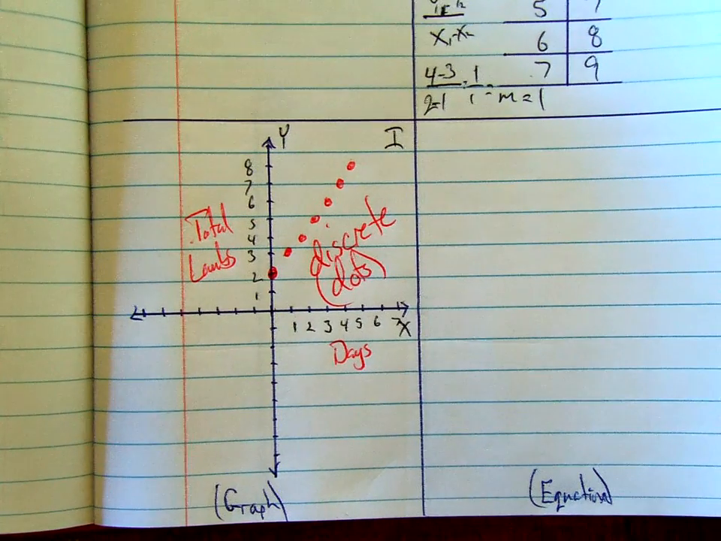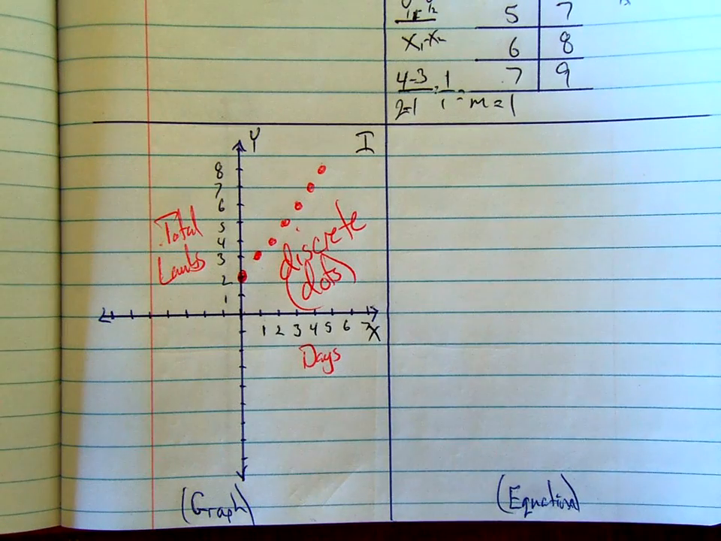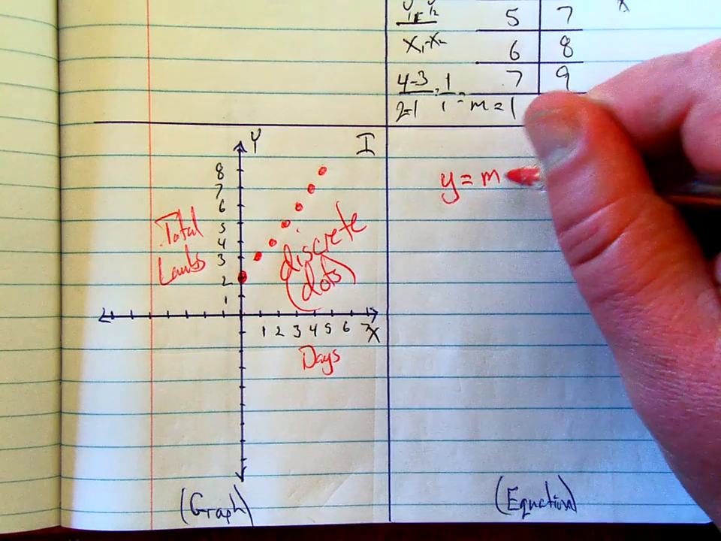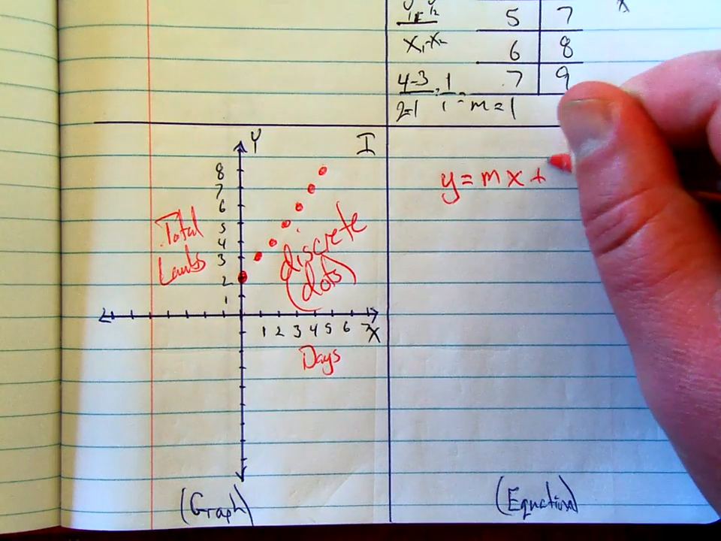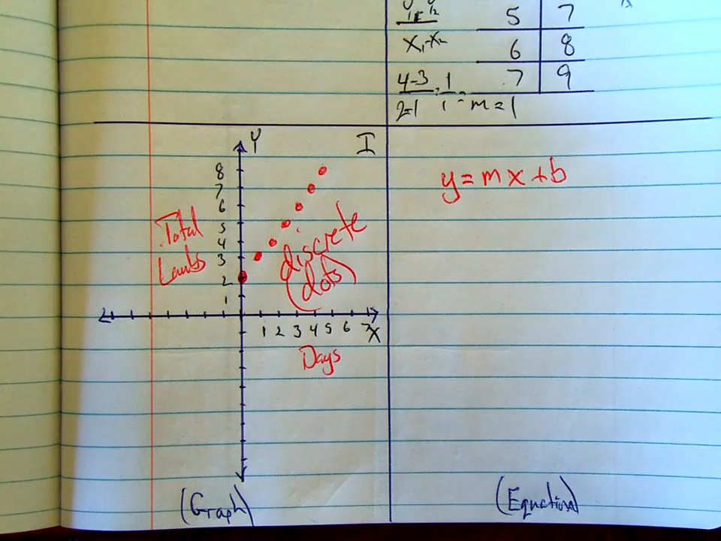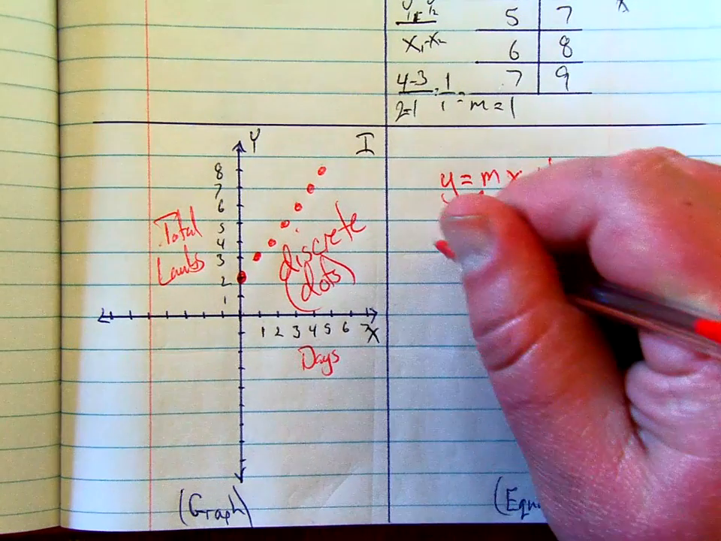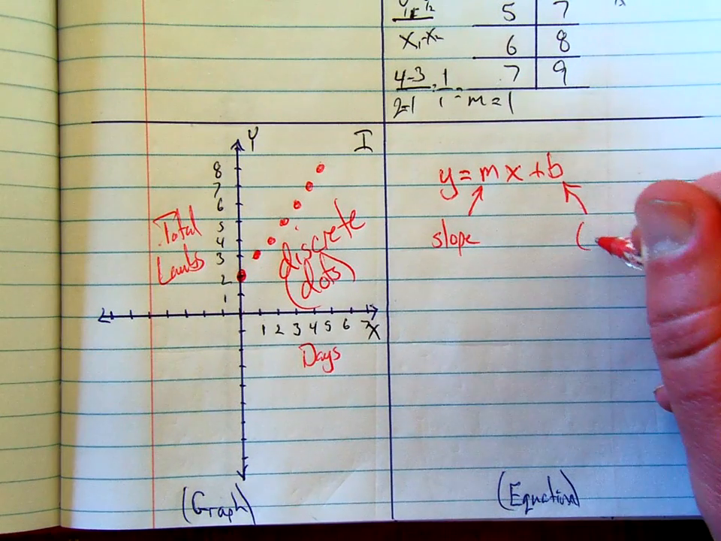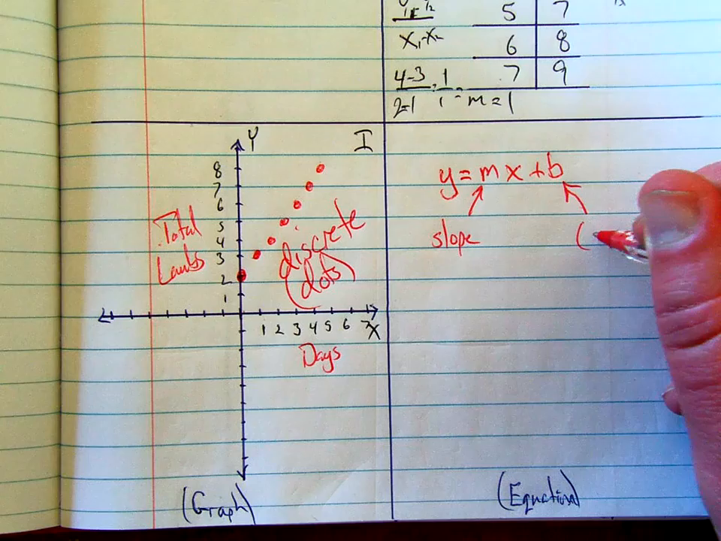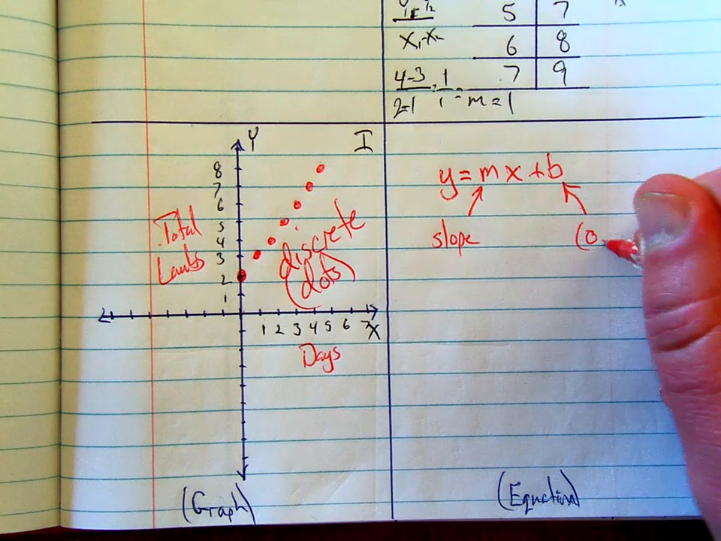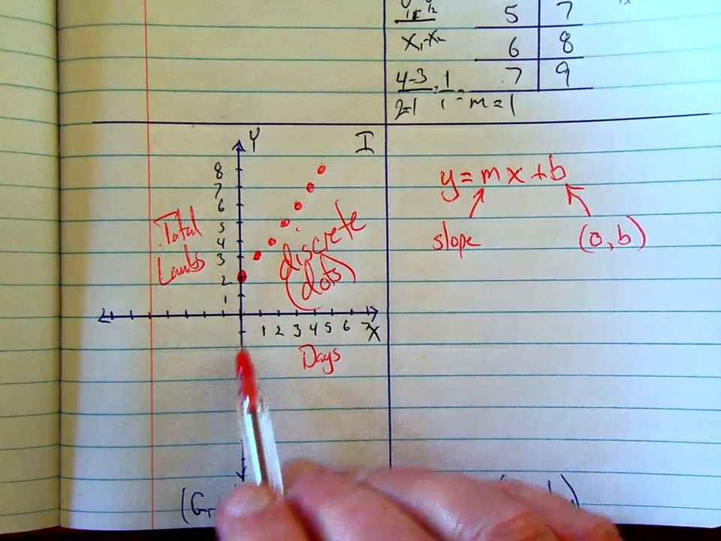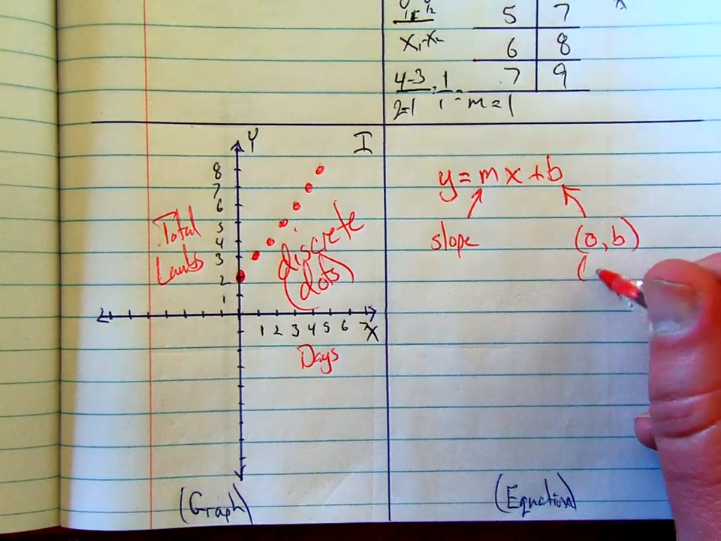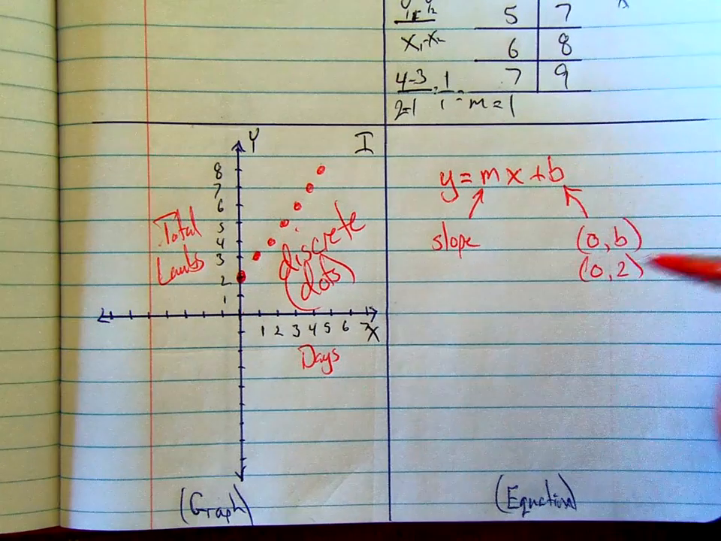Now, my favorite, the one I prefer to start with, is the equation. And the equations are going to be of the form y equals mx plus b. We only need two pieces of information here. We need to know the slope, and we need to know the value for y when x is 0. So when x is 0, where does this cross? At 2. When x was 0, y was 2. So this b value is a 2.